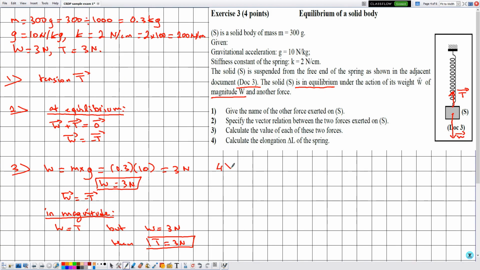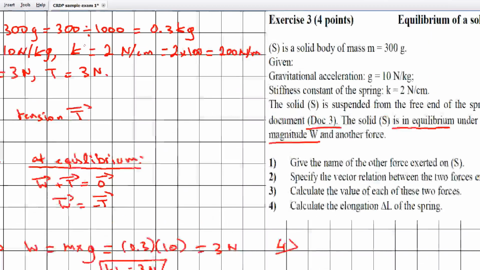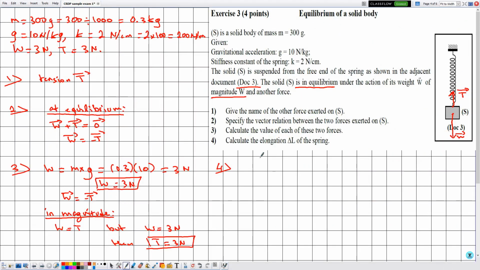Now in number 4, calculate the elongation delta L of the spring. Now we know the stiffness of the spring and we know the tension. The elongation can always be calculated using Hooke's law. Then let's apply Hooke's law.